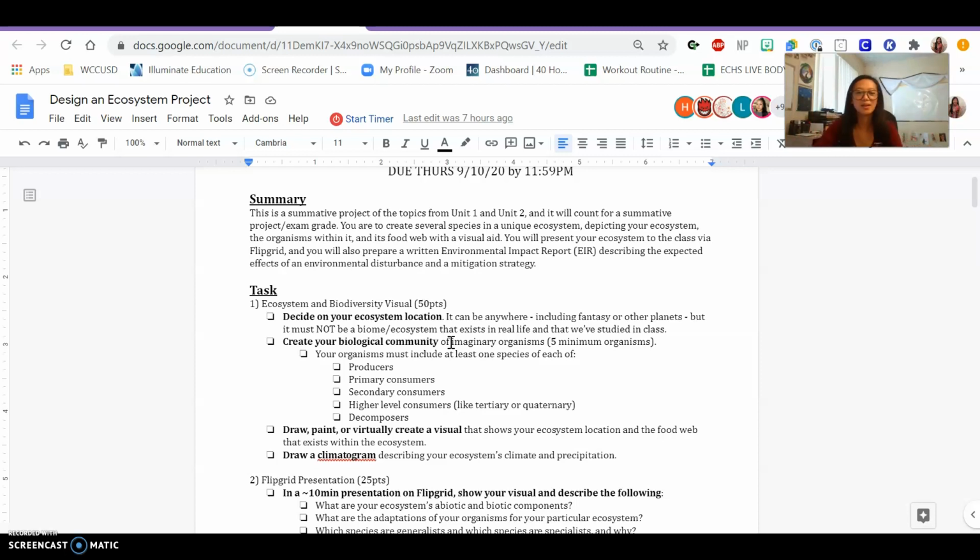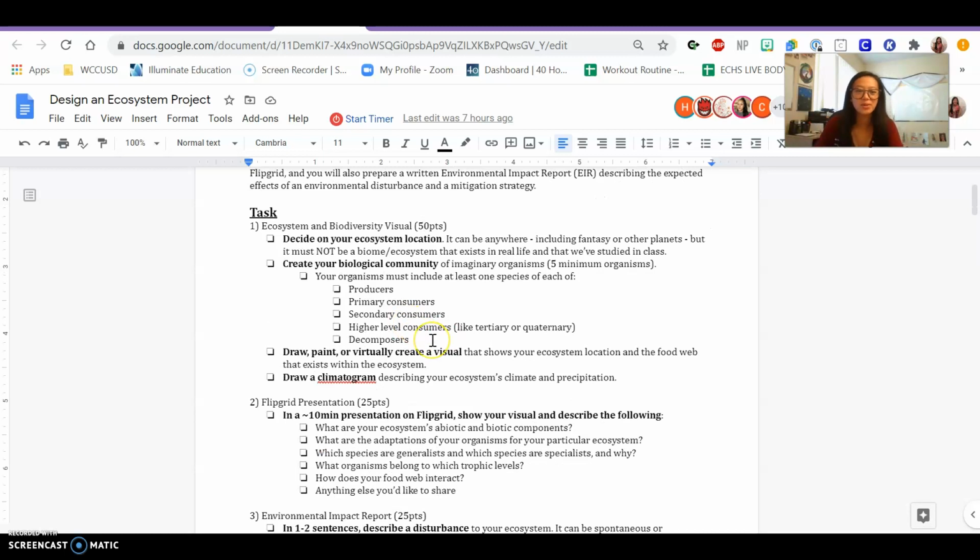Your biological community of organisms should have at least five, and they're each going to be from a different trophic level. So one will be a producer, one might be a primary consumer, secondary consumer, tertiary consumer, and then a decomposer. So you would have at least five organisms, but of course you can make more. And again, these can be imaginary as well.